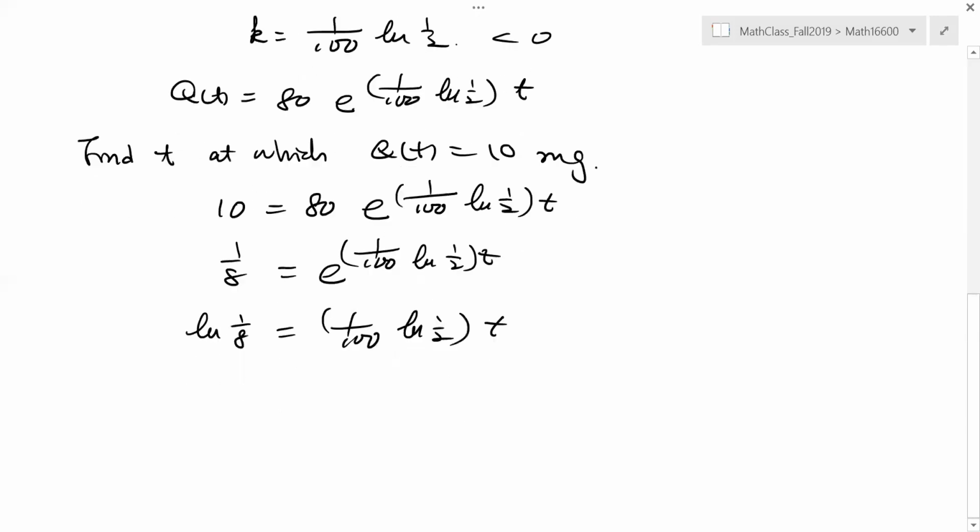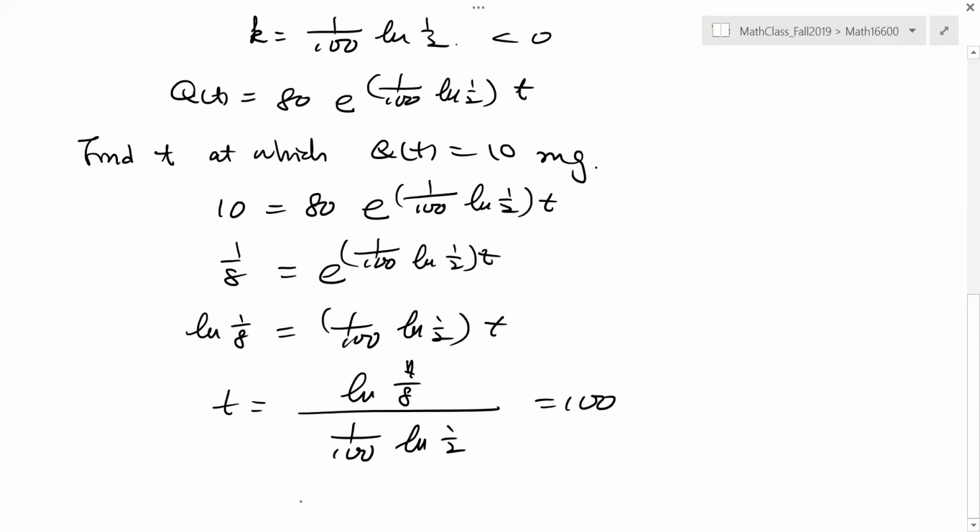It's a linear equation, so it's going to be natural log of 1 over 8 and the 1 over 100, natural log of 1 over 2. And then simplify a little bit. How do you simplify? Well, it's going to be 100. That's cool, right? Then this is your mathematical skill here. Don't make mistakes when you simplify. So here it will be natural log of 8 over natural log of 2. Why? Because you can put a negative sign in front of the natural log, and then both are canceled out.